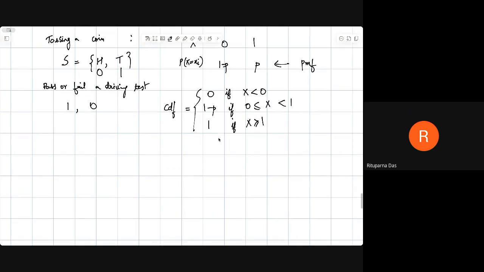Okay, now what will be the expectation? Expectation will be 0 into 1 minus p plus 1 into p. So expectation will be p, and what will be the variance? Variance will be E of x square minus E of x whole square. So what is E of x square?